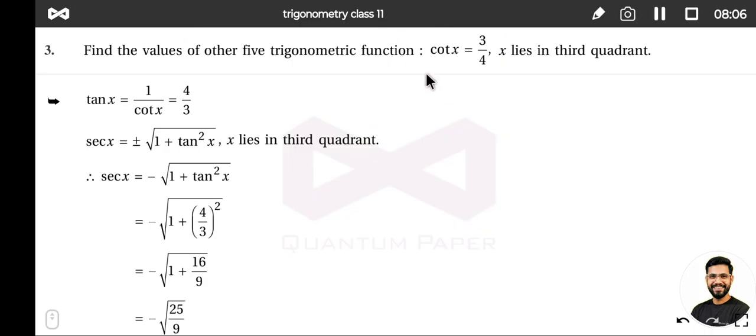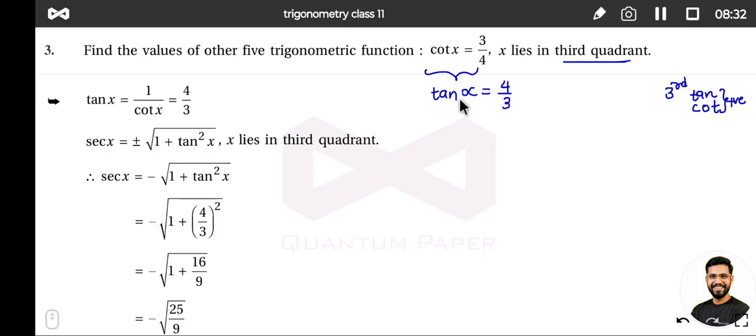Next question. Cot x is equal to 3 upon 4 is given. X lies in the third quadrant. So in the third quadrant we know that tan and the reciprocal of tan, which is cot, these two are positive and the remaining are negative. So cot x is given 3 by 4. The reciprocal of cot x is nothing but tan x. So from here we can say tan x is nothing but 4 upon 3. So two values are done. Now let's find out the other 4 values.